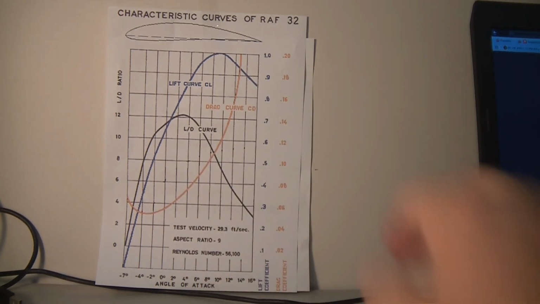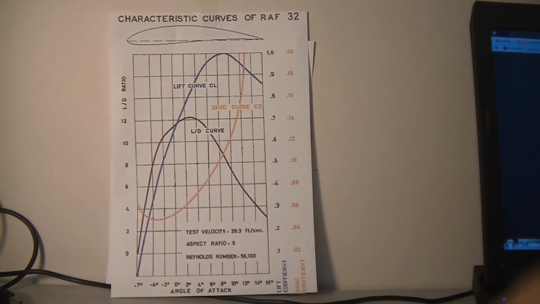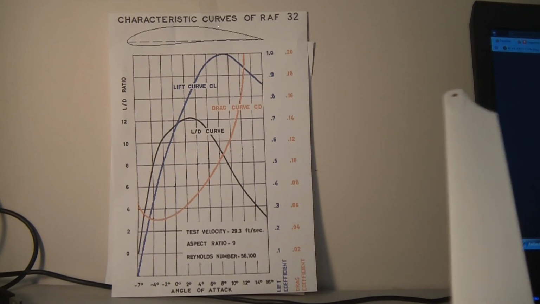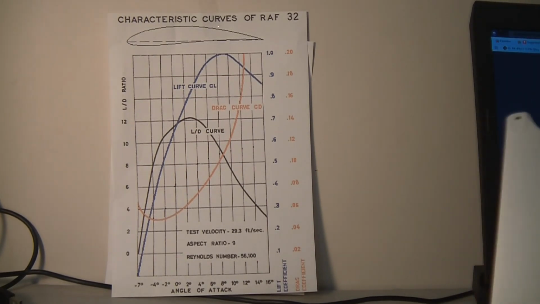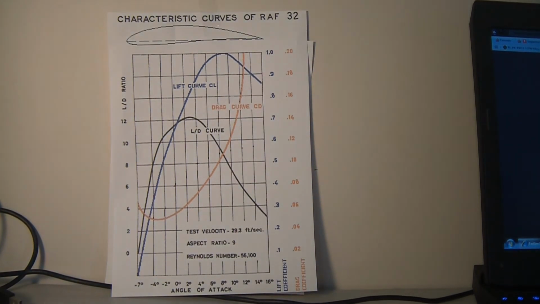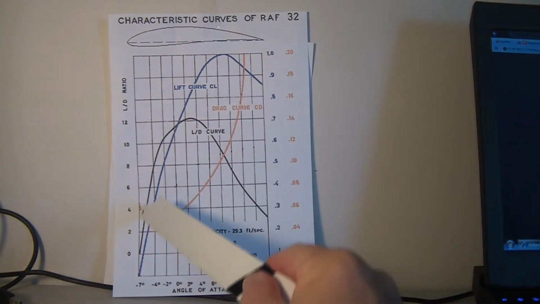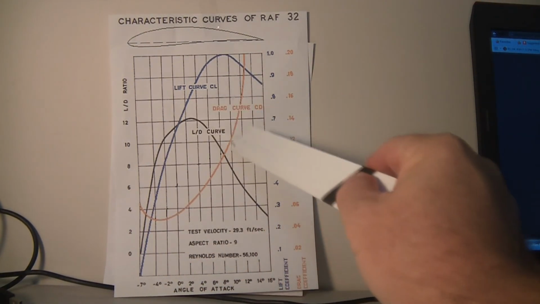Now the term lift drag ratio, which is item number 8 on the list, is the lift divided by the drag. So it's almost like a ratio of how efficiently that wing or aerofoil is developing lift. It's always developing lift, but if you're getting a large drag penalty at the same time, then you have a fairly poor lift to drag ratio. This black curve represents the lift to drag ratio.